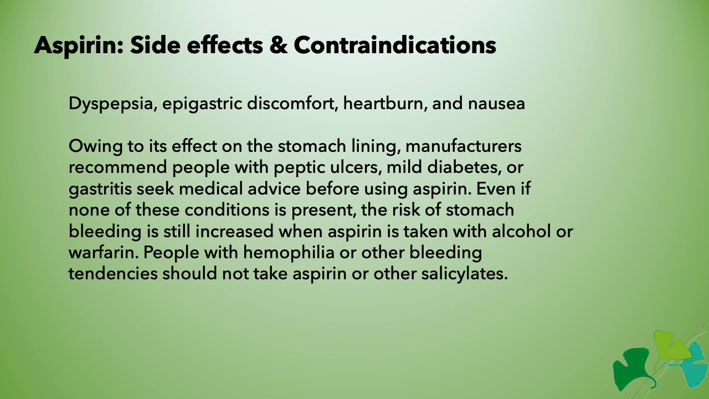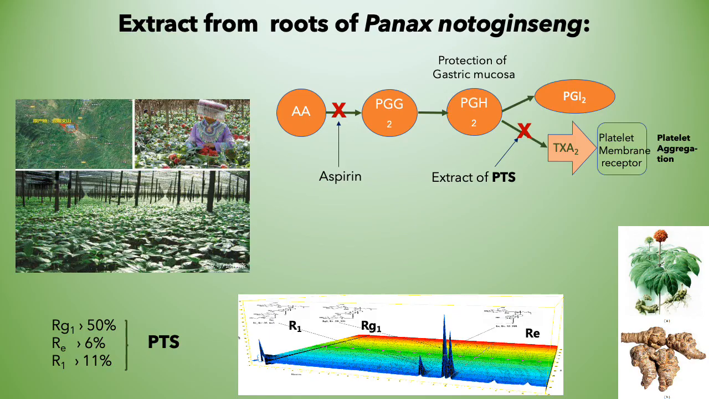But aspirin also has side effects and contraindications, especially it induces stomach discomfort, heartburn, and nausea. In fact, it also induces stomach bleeding. So many people, when they use aspirin, get some stomach bleeding and other side effects. So we look at another Chinese herbal plant extract.